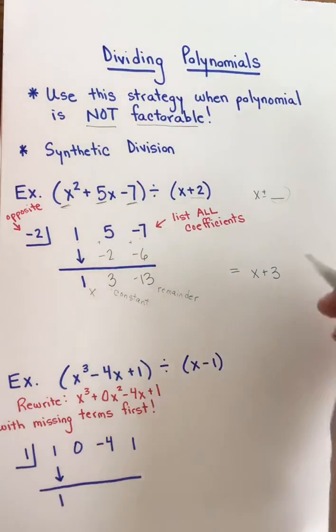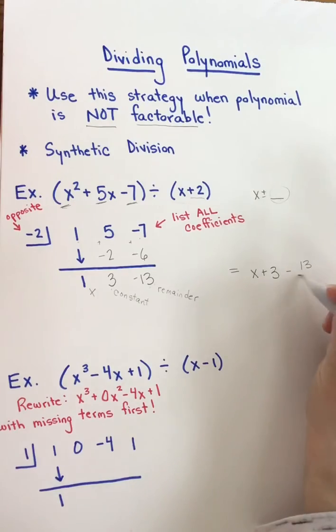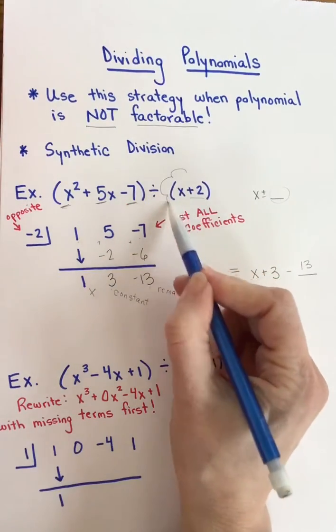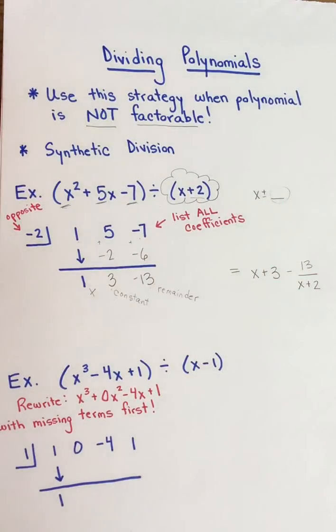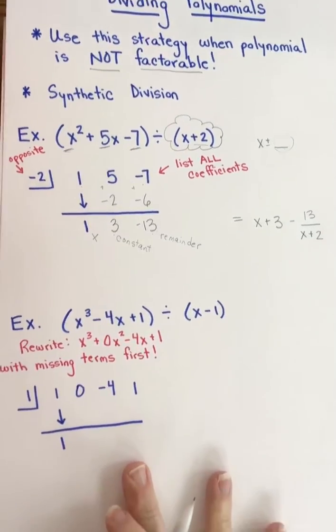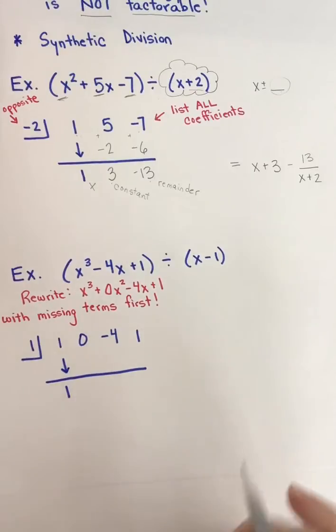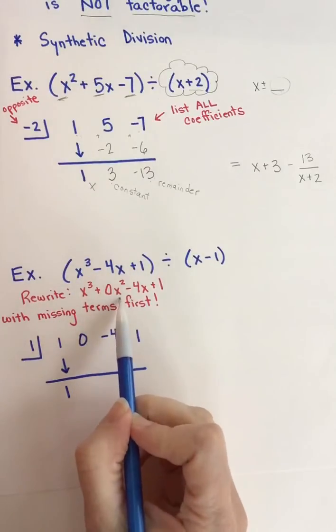I'm going to write my remainder as a number over whatever I was dividing by. Think back to the glory, not so glory days of junior high when remainders were kind of a fraction. And that's your answer. Pretty simple. It's called synthetic because we take the numbers out of the equation, we play with the numbers, and then we put them back in.